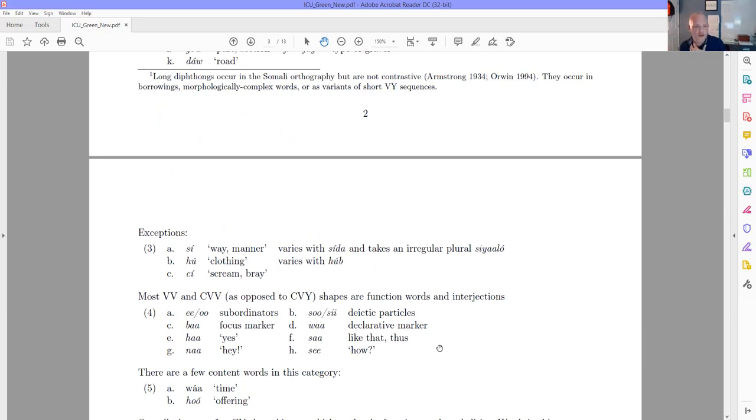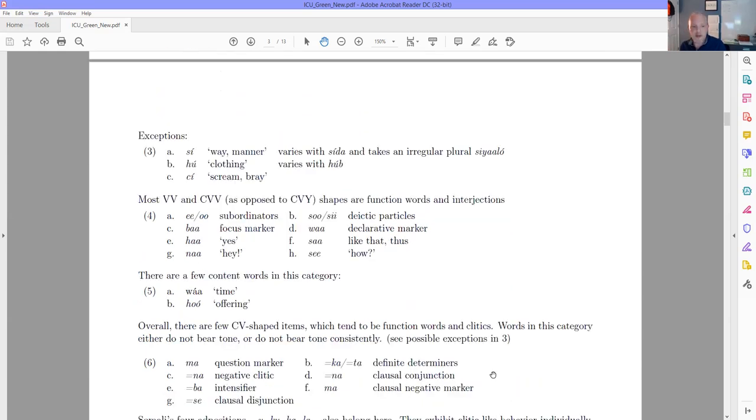Moving on from these word shapes, most identical vowel, long vowel sequences and CVV shapes, as opposed to CV glide, are associated with function words and interjections. So here I list for you most of the ones that I am aware of: subordinators, a focus marker, some interjections, and so on and so forth. So mostly function words. There are two content words that I'm aware of that fit into this category.